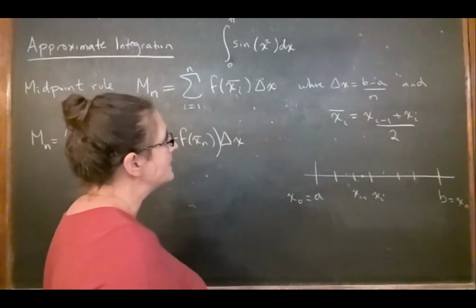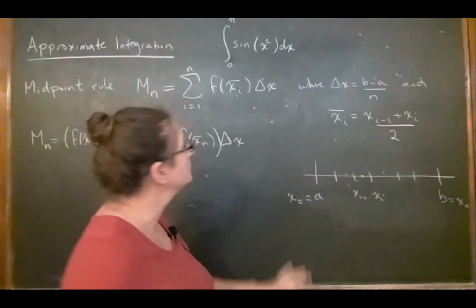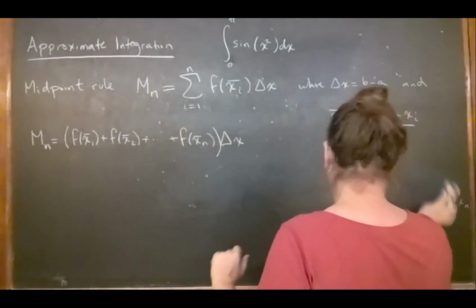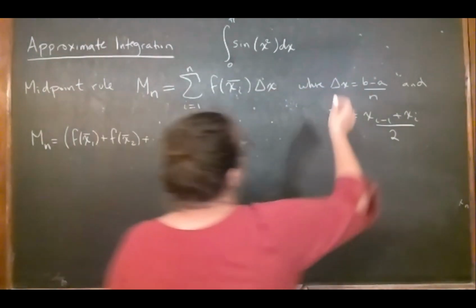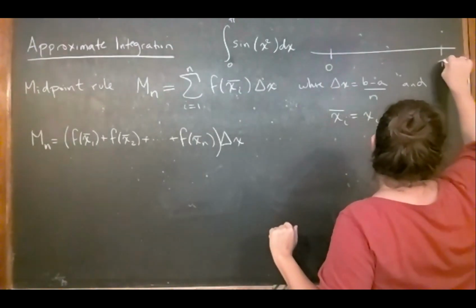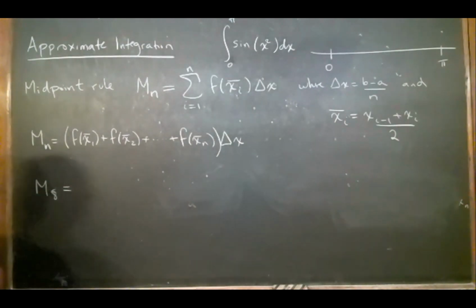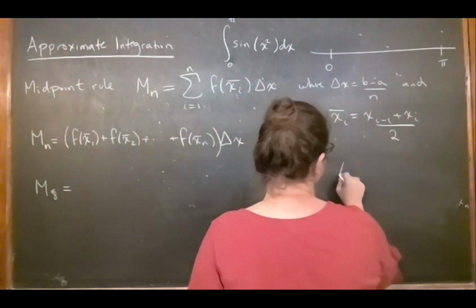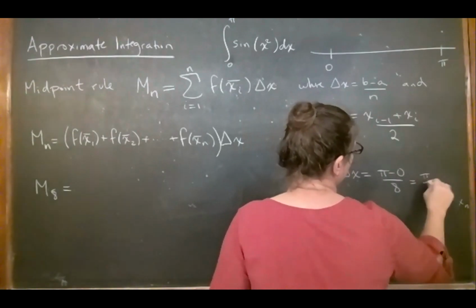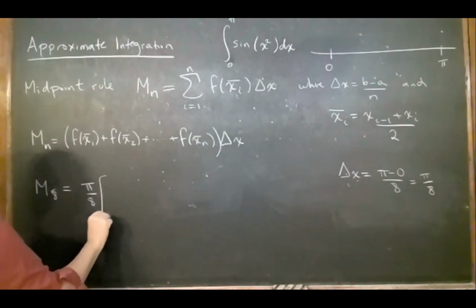All right, so I'm going to make a little chart like this for our problem, because then we're going to be using this same example. I'll just put it up here and we can keep it. So this is 0 and pi, and we are going to compute M8 like I had in the picture. So n is going to be 8, right? So delta x is going to be pi minus 0 over 8, so clearly pi over 8. Okay, so in fact, I can just put that here, pi over 8 times.